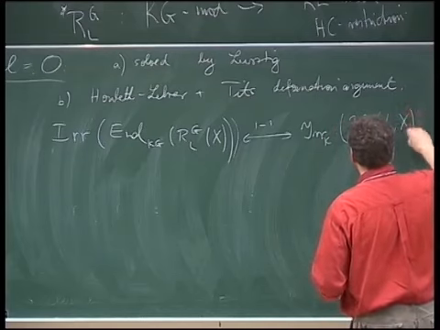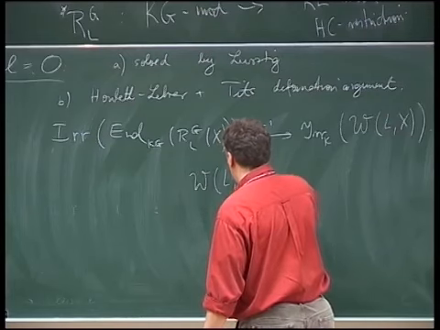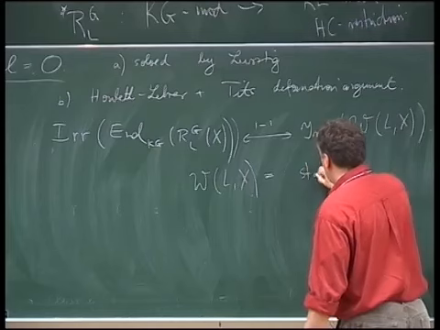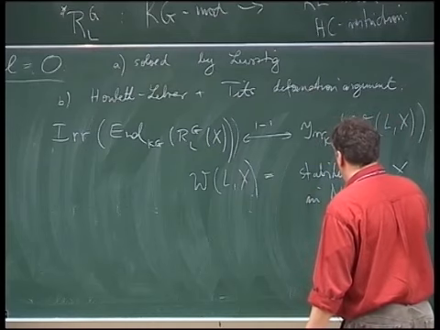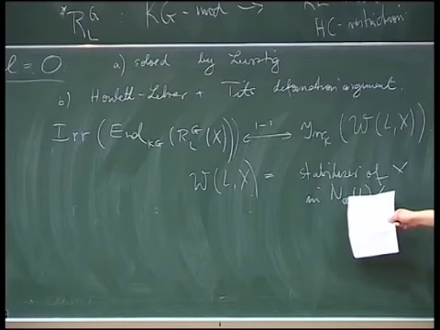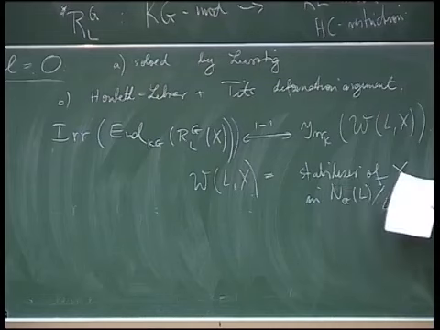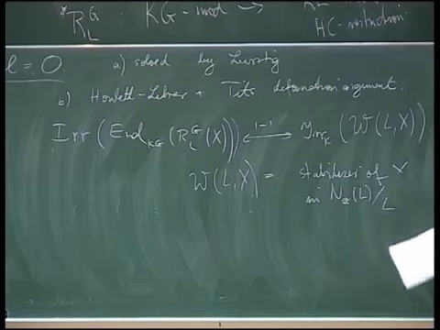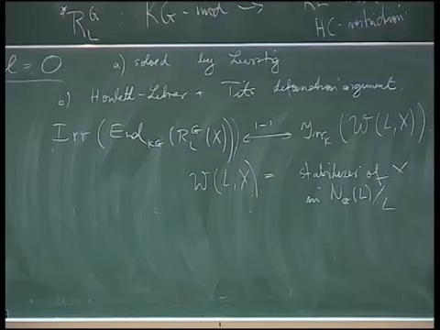Let's call it W_L(X), where W_L(X) is the stabilizer of X in N_G(L) mod L. Yeah? So X is a representation of L. You look at the normalizer of L, and you look at the subquotient of this, which stabilizes this X. So this gives a certain finite group, and actually the irreducible representations of this algebra are just in bijection with the irreducible representations of this finite group.